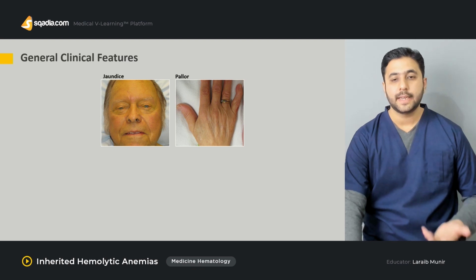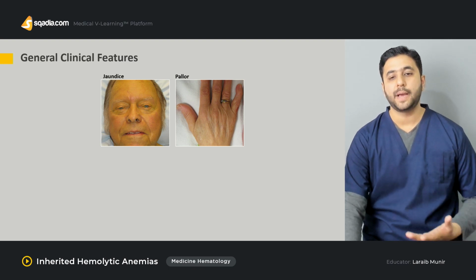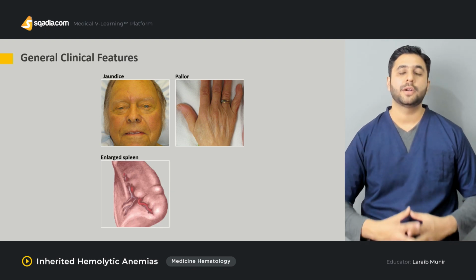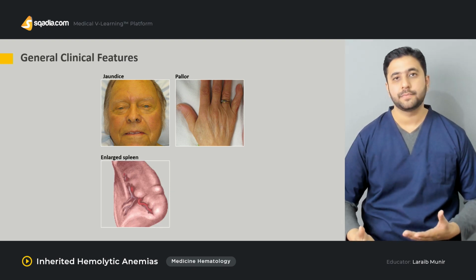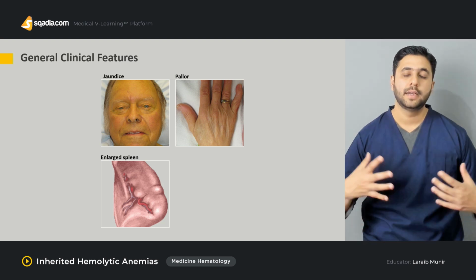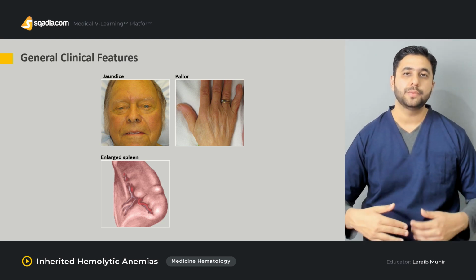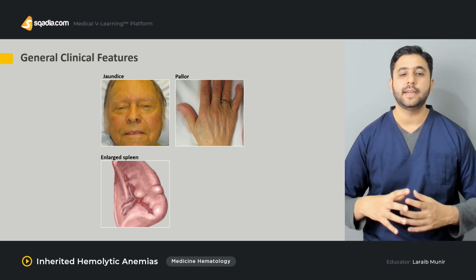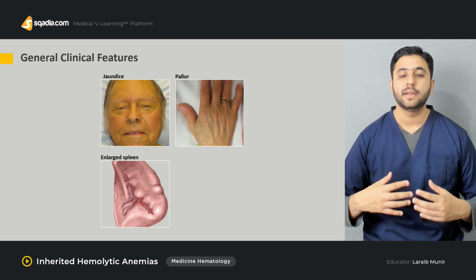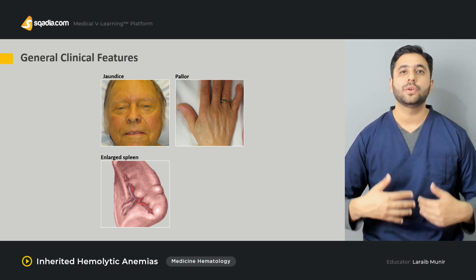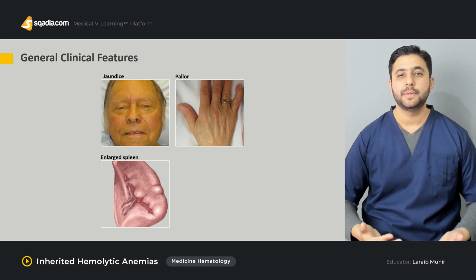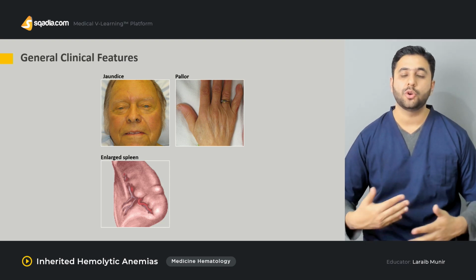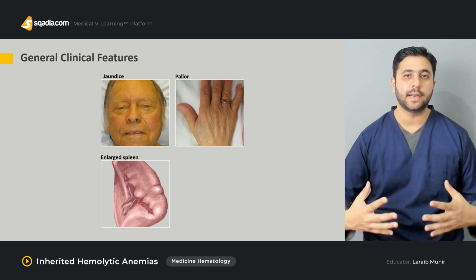Along with that, there will be anemia because of the hemolysis that leads to pallor, or the pale skin. The spleen will be enlarged because the splenic macrophages are working overtime. The spleen is enlarged because it is leading to hemolysis. The macrophages within the spleen are enlarged, which leads to an overall enlargement of the spleen, because they're working overtime. They are clearing RBCs which are normally not cleared in a normal person. So they are basically in an overworked form, and that leads to their enlargement.